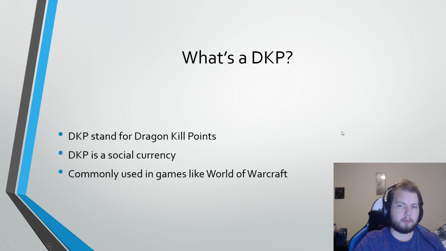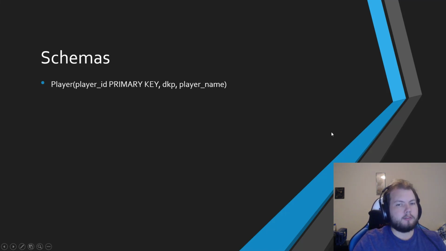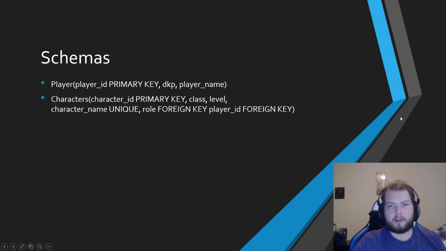So let me go over the schemas really quickly. Firstly, we have a player schema, which simply consists of a player ID for uniqueness, the player's total DKP, and their name. Next we have characters, which again contains a character ID for uniqueness, a few items about the character for context, the character's name, which must also be unique, and two foreign keys, a player ID key which links the schema to the previous one, and a role key which I'll explain now.